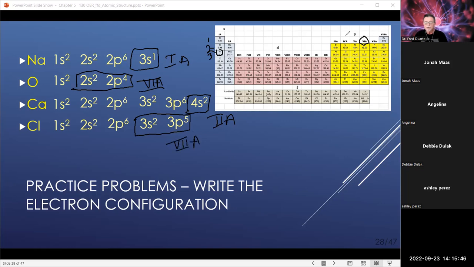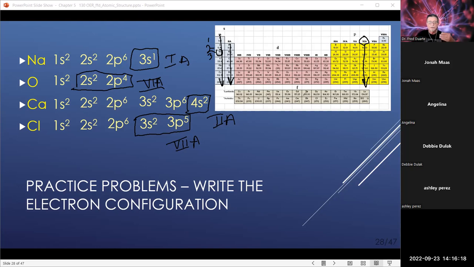So that group number on top for the A elements, the ones with an A, tells me at a glance how many valence electrons there are for everybody in that group. And that explains why everybody within that group reacts very similarly, because they all share that property of having the same number of electrons in the outermost shell.